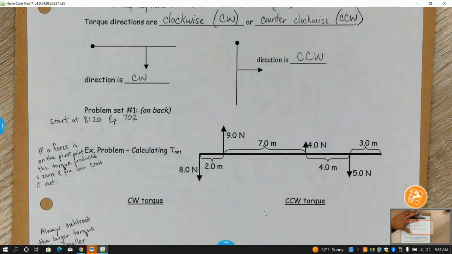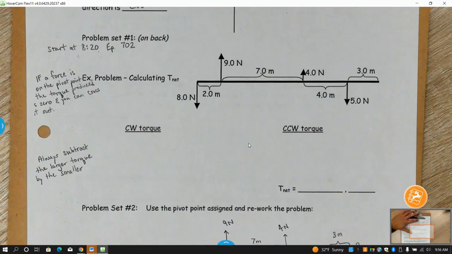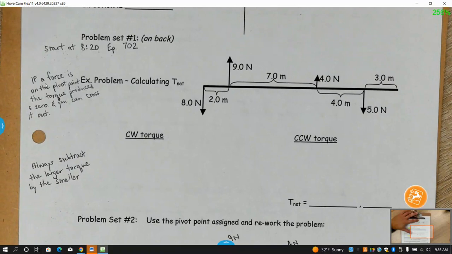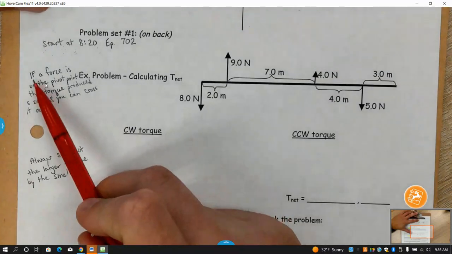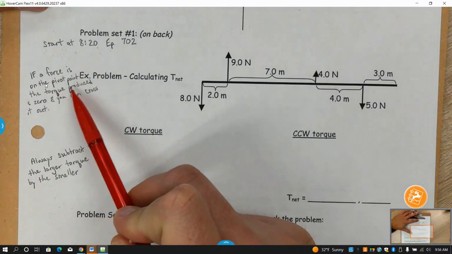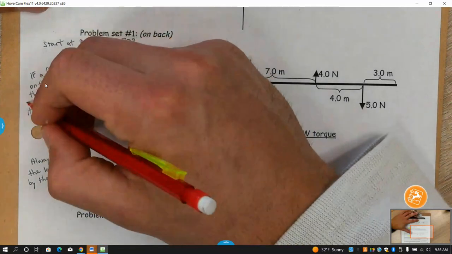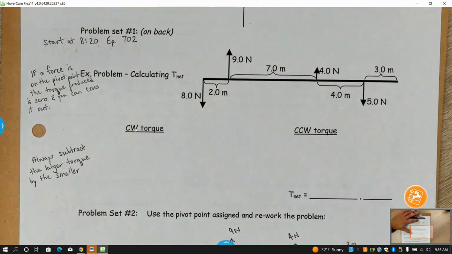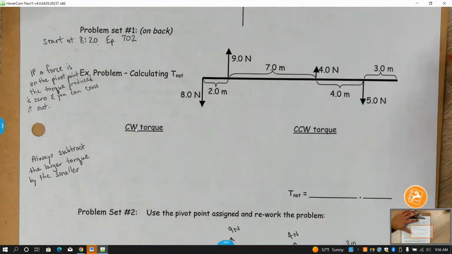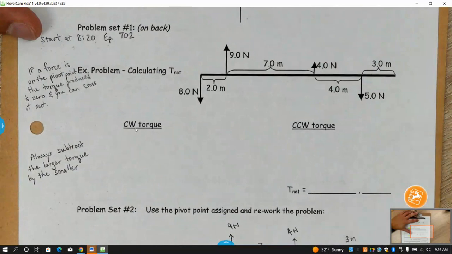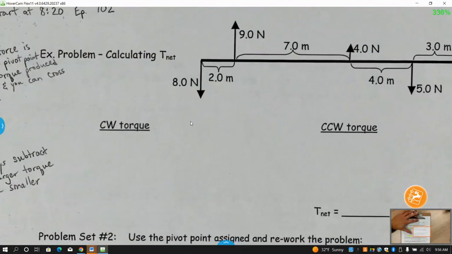All right, so in order to calculate net torque on an object, you need to know a couple things. One, if a force is on the pivot point, then the torque produced is 0, and you can cross it out. So in the video, they show this exact problem, but there is no pivot point located. So they're like, you guys can place it wherever.